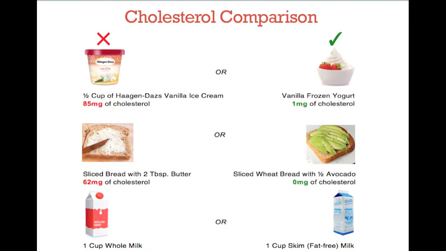On this slide, we have cholesterol comparisons. Now, looking at these food items, you would not be able to tell the difference in cholesterol without reading the food label first. Specifically, looking at the nutritional facts panel. These are just some foods to compare if you are trying to reduce your cholesterol intake. For example, half a cup of Haagen-Dazs vanilla ice cream has 85 milligrams of cholesterol, compared to 1 milligram of cholesterol in half a cup of low-fat vanilla frozen yogurt.